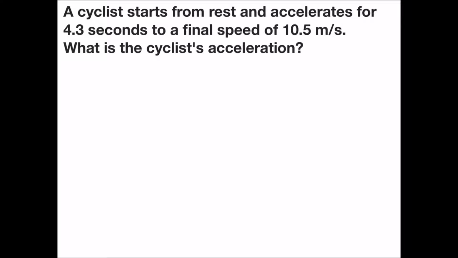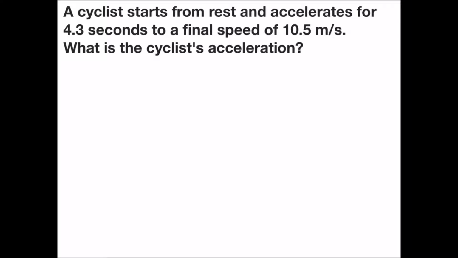Example 1 says a cyclist starts from rest and accelerates for 4.3 seconds to a final speed of 10.5 meters per second. What is the cyclist's acceleration? We always start by writing what we know in a list as well as what we don't know.